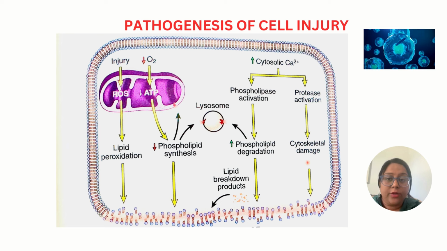Here I have elaborated the mechanism of damage to the membrane. Whenever there is cellular injury due to reactive oxygen species, there is peroxidation of the lipid which leads to membrane damage. Also, whenever there is hypoxia and there is decreased ATP production due to reduced oxidative phosphorylation, there is decreased phospholipid synthesis which further damages the phospholipid membrane. Whenever there is increase in the cytosolic calcium, there is phospholipase activation which causes increased phospholipid degradation and leads to membrane damage. Also, protease activation, whenever there is increased cytosolic calcium, can cause cytoskeletal damage.